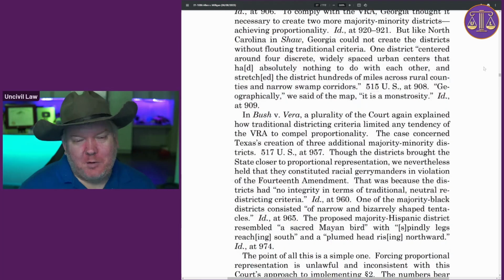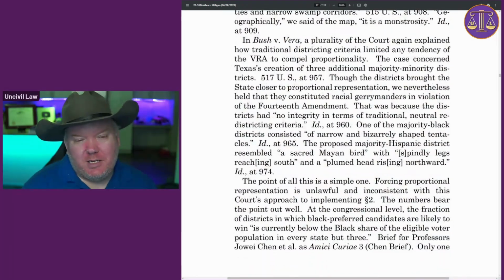In Bush versus Vera, a plurality of the court again explained how traditional districting criteria limited any tendency of the Voting Rights Act to compel proportionality. The case concerned Texas' creation of three additional majority-minority districts. Though the districts brought the state closer to proportional representation, we nevertheless held that they constituted a racial gerrymander in violation of the 14th Amendment. That was because the districts had no integrity in terms of traditional neutral districting criteria. One of the majority-black districts was of narrowly bizarre shape and tentacles. The proposed majority-Hispanic district resembled a sacred Mayan bird with spindly legs reaching south and a plumed head rising northward. The point of all this is a simple one.